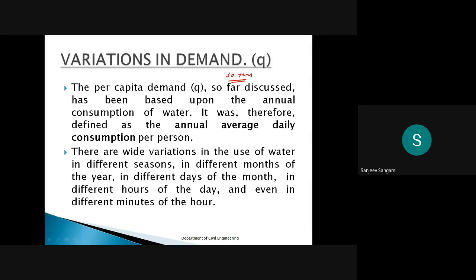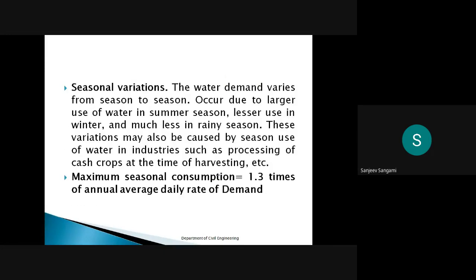So the variations depend on the seasons, the month, and even the hours of the day. Then how exactly will it vary? Seasonal variations: the water demand varies from season to season and occurs due to the larger use of water in summer. In the summer season it will be very high, with lesser use in winter, and much less in the rainy season. That we have to always concentrate on.